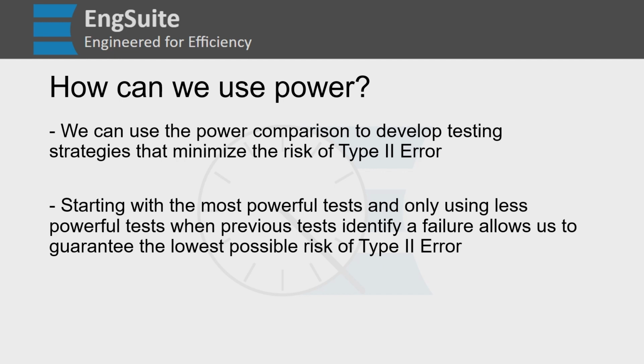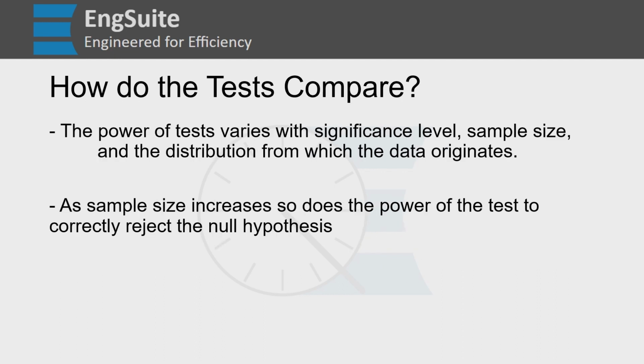By starting with a test that has very high power, if it fails, then we can use one that is a little bit less powerful and keep moving down. That way we always know that we have minimized our type 2 error as much as possible. So how do the tests compare? The power of tests varies with significance level, sample size, and the distribution from which the data originates. As sample size increases, so does the power of the test to correctly reject the null hypothesis.